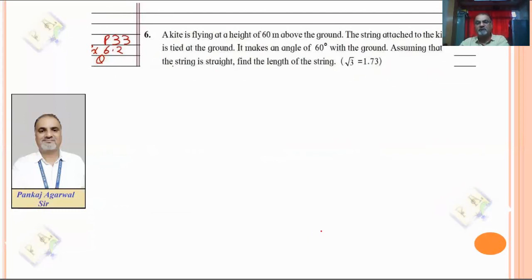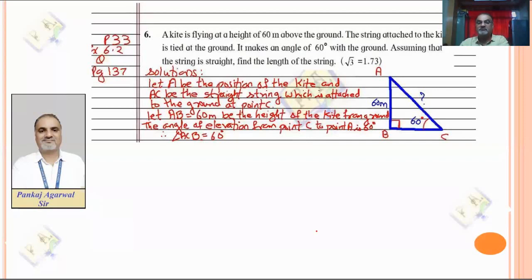Again, we'll draw the same diagram ABC. Let A be the position of the kite and AC be the straight string which is attached to the ground at point C. Let AB be the 60 meter, the height of the kite from the ground. The angle of elevation from point C to point A is 60 degree, therefore angle ACB is 60 degree. This time the opposite side is given while the hypotenuse is asked.